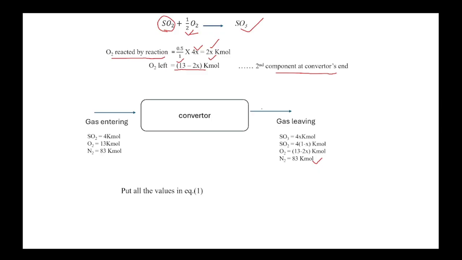Now SO3 produced is 4x kilomole. How? Because SO2 is converting to SO3. The stoichiometric coefficient of SO3 divided by the stoichiometric coefficient of SO2, into 4x, gives 4x. So this amount of SO3 is produced.